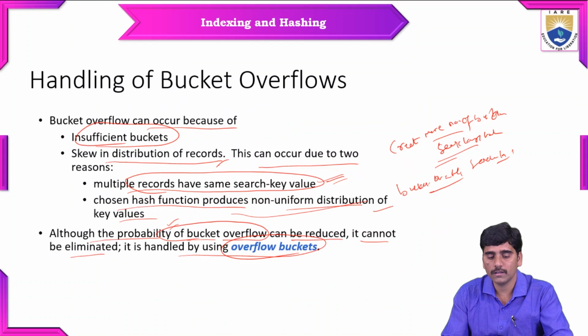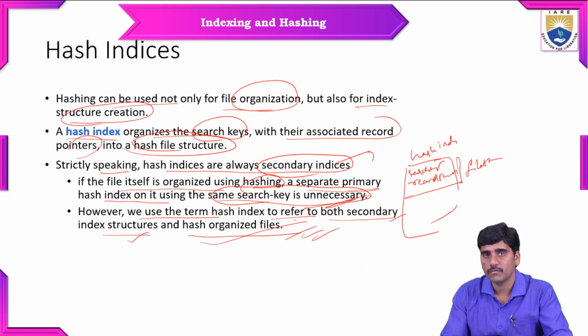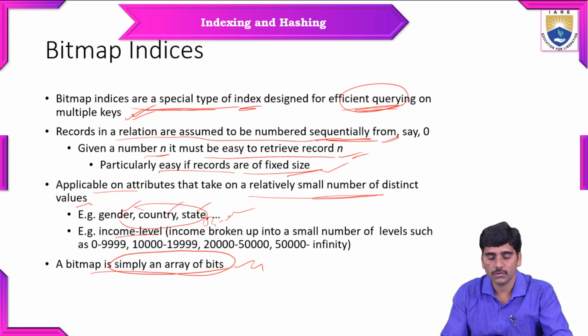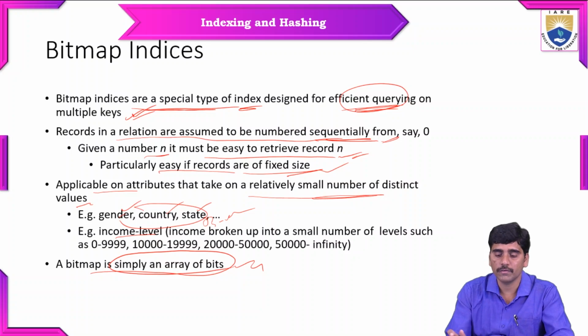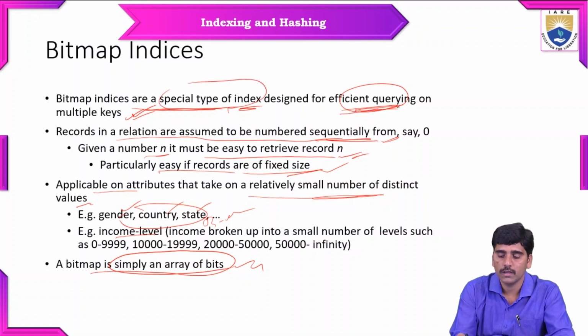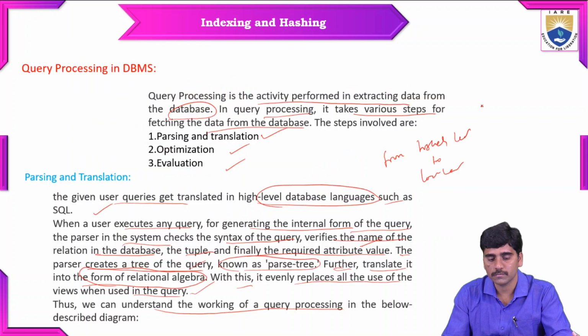How do we handle bucket overflow? We can handle it by creating more buckets for the number of search keys. Hash indexes, secondary indexes and primary indexes all organize the search keys with their associated record pointers into a hash file structure. Bitmap indices: a bitmap is simply an array of bits. It is a special type of index designed for efficient querying on multiple keys.